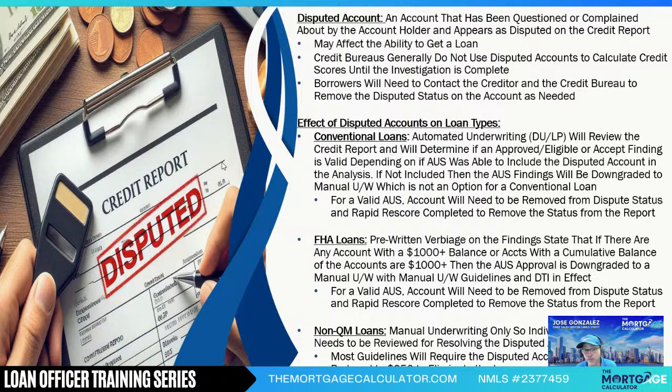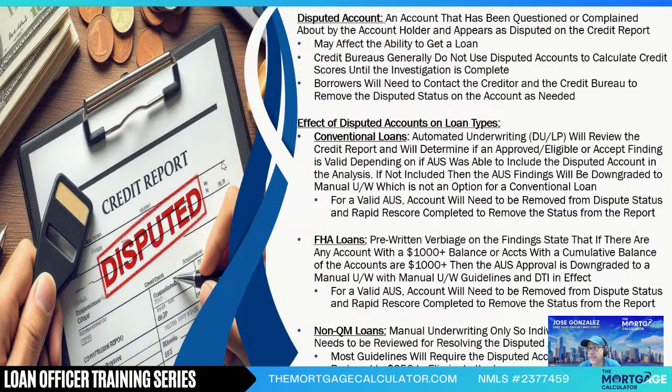Credit score usually may go down once the disputed status is removed from the account. And all of a sudden, that account's history is now put back into the mix for the credit score. And then in most cases, the credit score goes down.